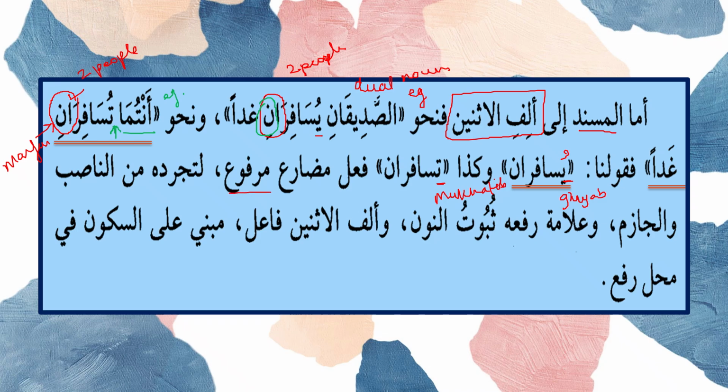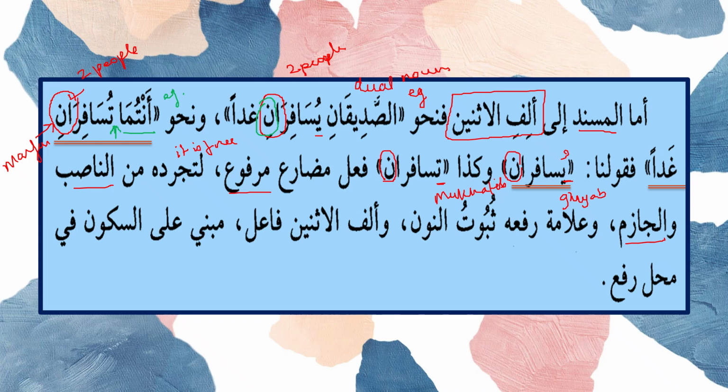How do we know? Because the presence of noon tells us that both of them are in marfu' case. Li tajarrudihi means it is free. It is free from nasb case. It is free from jazm case. This present tense is not in the nasb case. This present tense is not in the jazm case. Why? What is the proof?